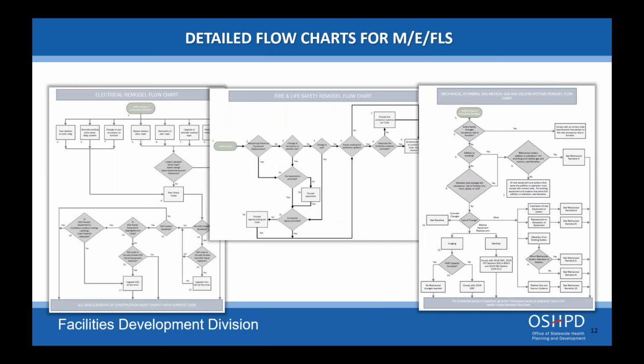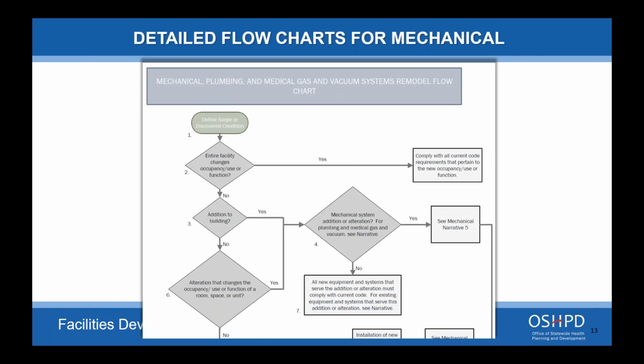So let's look at some flow charts. The remodel can is kind of known as the flow chart can. And we won't go into detail on all of these, but I do want to highlight some points in each of these. So the first thing we're going to look at is the mechanical flow chart. The mechanical flow chart is basically going to ask you a specific set of questions if you're changing the use or occupancy here, and if you are, you need to comply with current code.